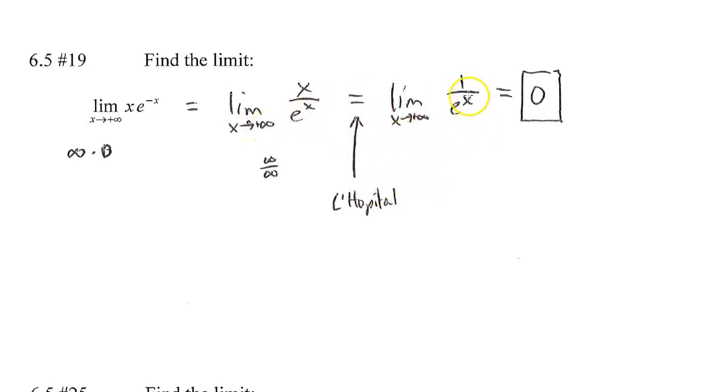Okay, well notice as x goes to infinity, now the denominator blows up, so we get 1 over infinity essentially, which is really 0. So in this case, the infinity times 0 ended up giving us a 0 as our final answer, but it doesn't always do that.